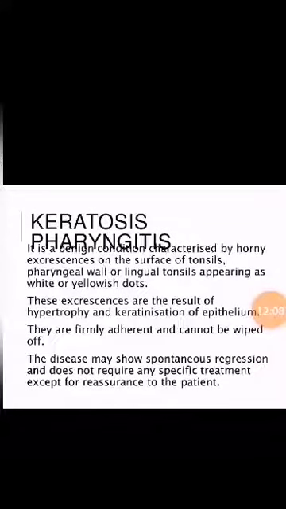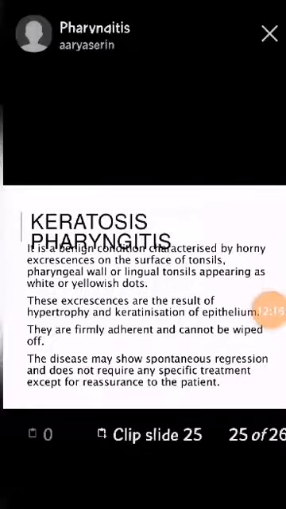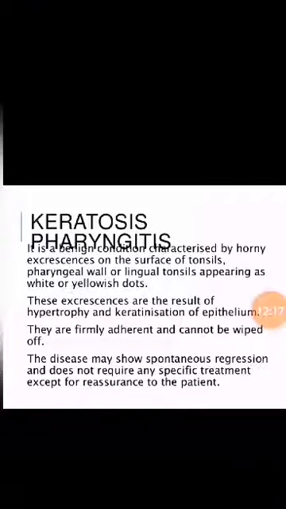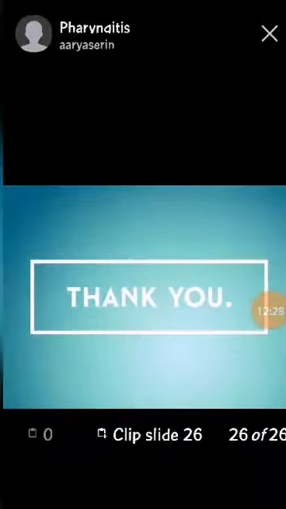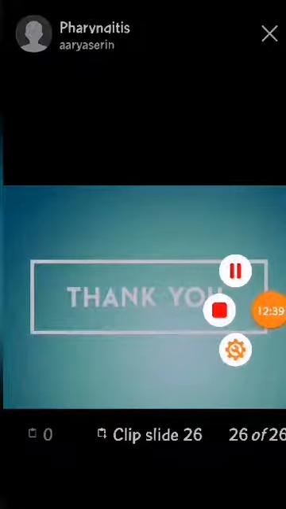The last is keratosis pharyngitis. It is a benign condition with keratotic excrescences on the surface of the pharyngeal wall or lingual tonsil, appearing as white or yellow dots. These excrescences are the result of hypertrophy or keratinization of epithelium. They are firmly adherent and cannot be wiped out. The disease may show spontaneous regression and doesn't require any specific treatment except reassurance to the patient.